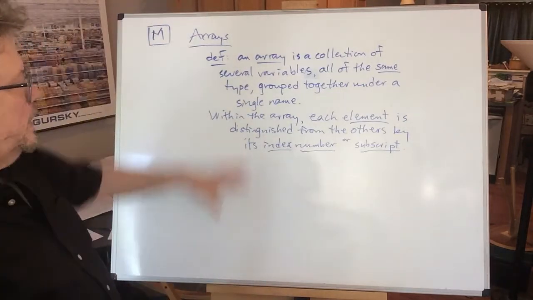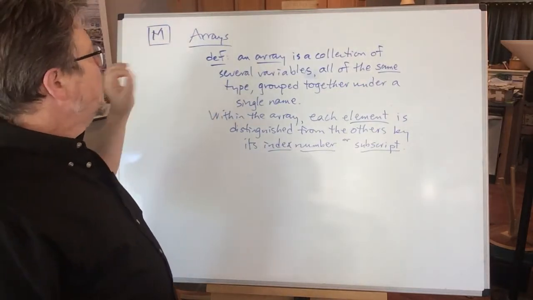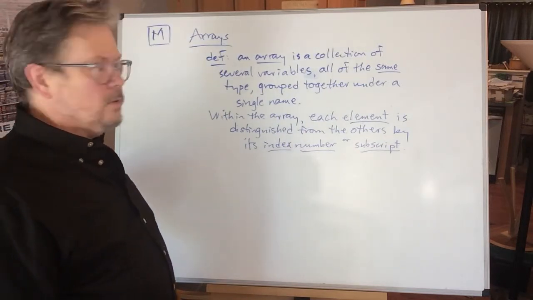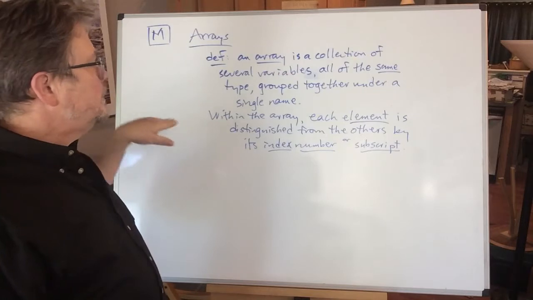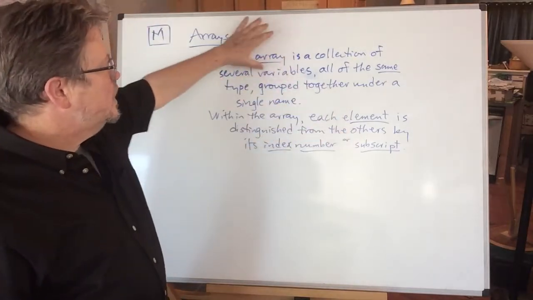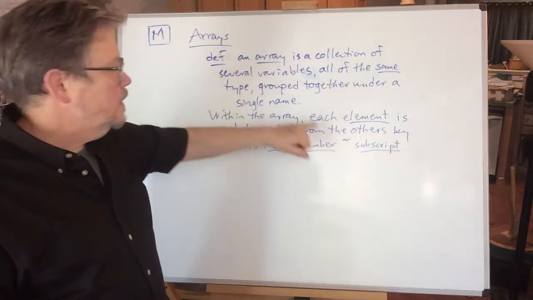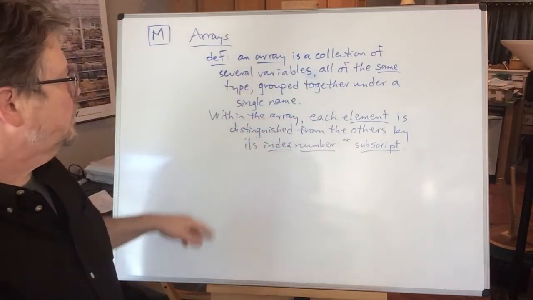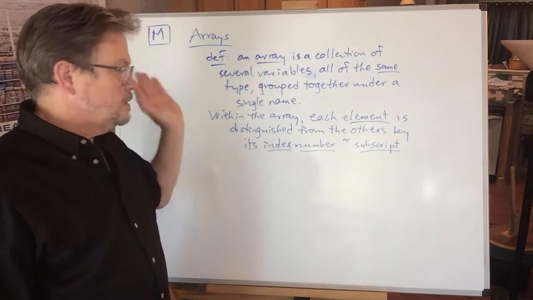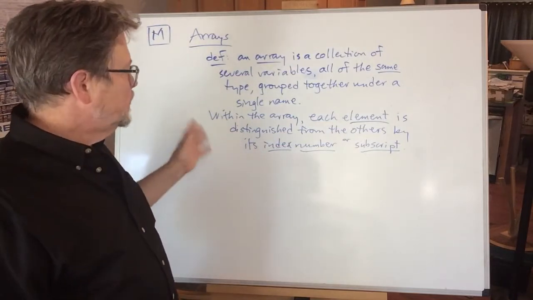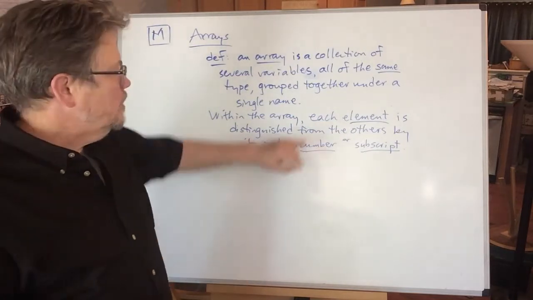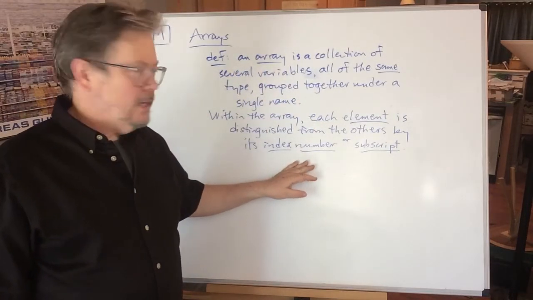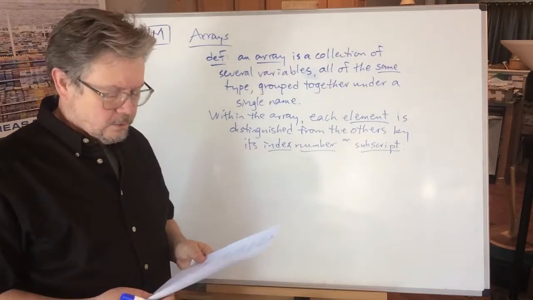Let me read all this back. This is very important stuff here. An array is a collection of several variables, all of the same type, grouped together under a single name. Check. Within the array, each element, that's each individual variable inside the array, is called an element of that array, and is distinguished from the others by its index number. Distinguished is a fancy, big word for how you tell them apart. That's how you know which variable is being talked about in the array. It's got to be referred to by its index number, also known as a subscript.